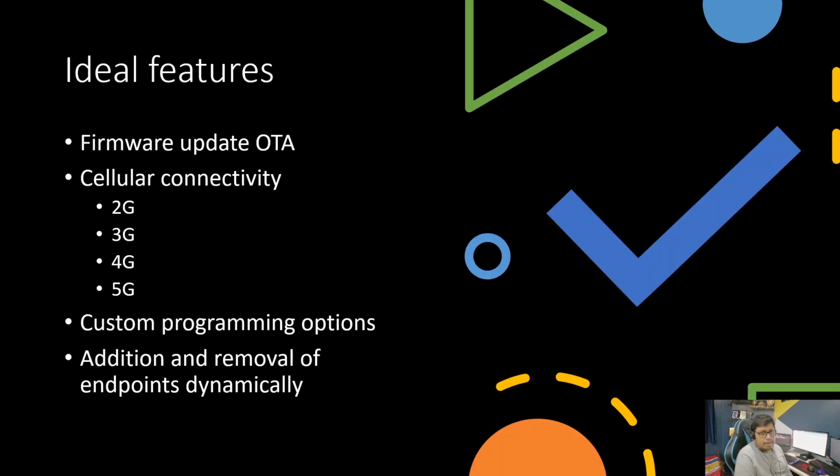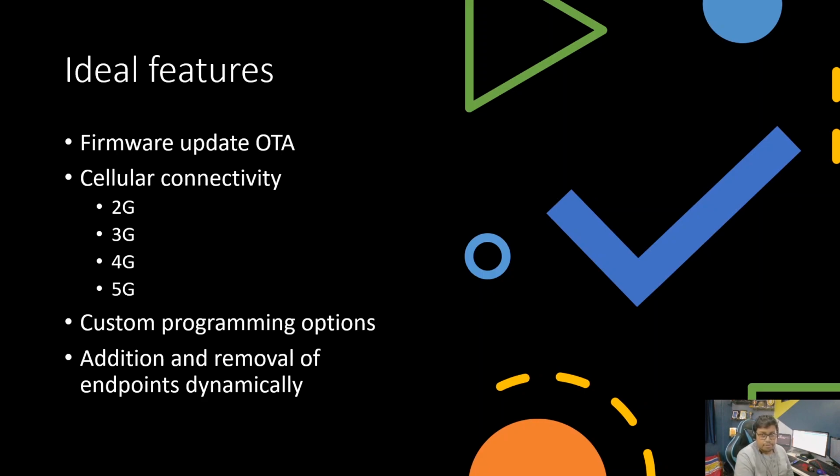Some of the ideal features that we look at while working on the gateway are, the first one is FWOTA, or firmware over the air update. It allows us to remotely update the firmware of the gateway without having physical access. We look for cellular connectivity because everywhere it's not possible to have Wi-Fi or Ethernet connectivity. In those cases, cellular connectivity offers pretty much a good deal.